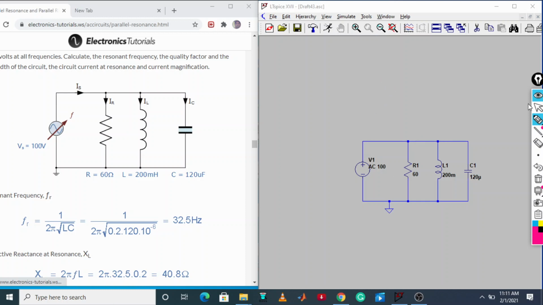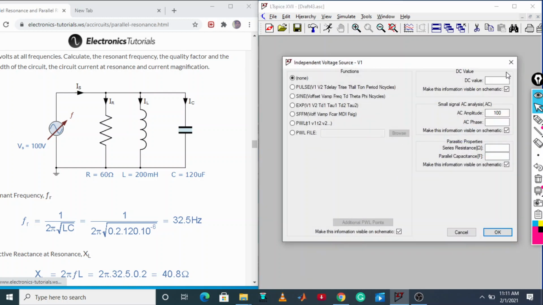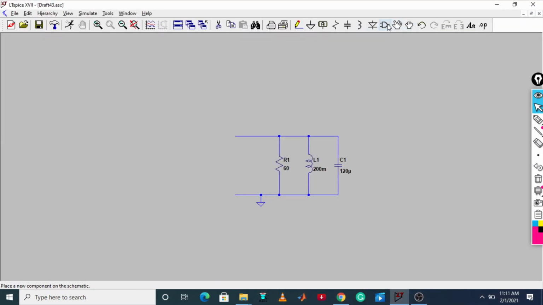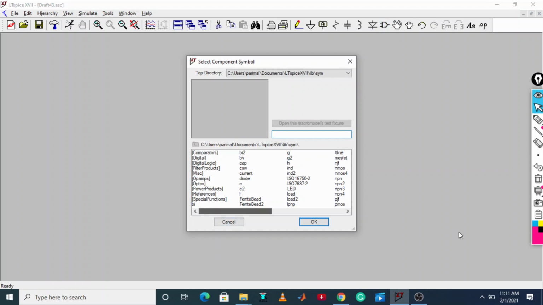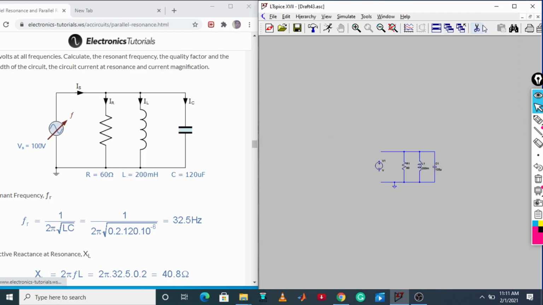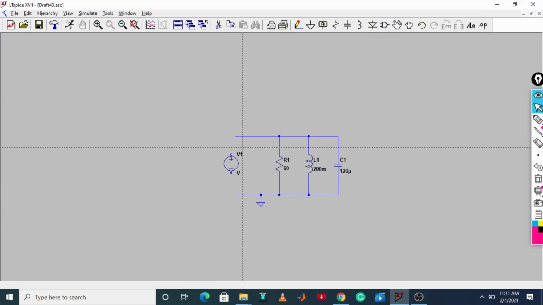For that, just come here, go to simulate. First you see how we have given AC 100 here. If you go to advanced mode, you will get DC value and AC amplitude. Suppose I am connecting another voltage, how to give it: go to component, go to voltage source, take this one and keep it over here, and connect it with the wire. This is the circuit I am doing.